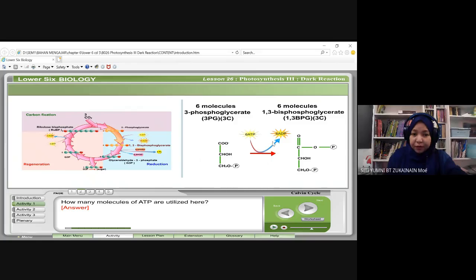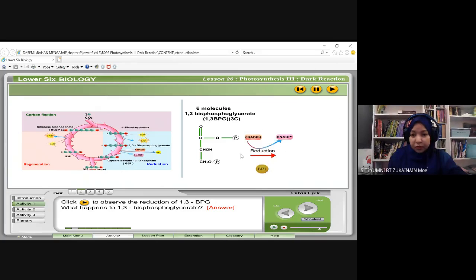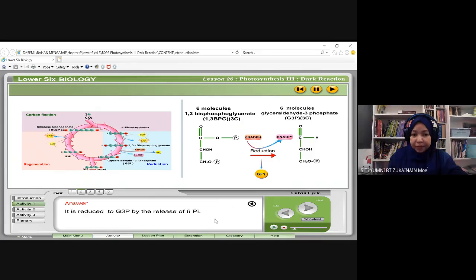So how many molecules of ATP are utilized here? If you can see, 6 molecules of ATP are needed if 3 carbon dioxide molecules enter the Calvin cycle to produce 1 G3P. Okay, so now I click on reduction of 1,3-BPG. In the reduction process, 6 NADPH are oxidized to NADP plus, releasing 6 Pi. So it is reduced to G3P by the release of 6 Pi.